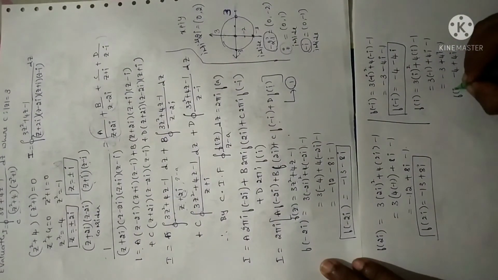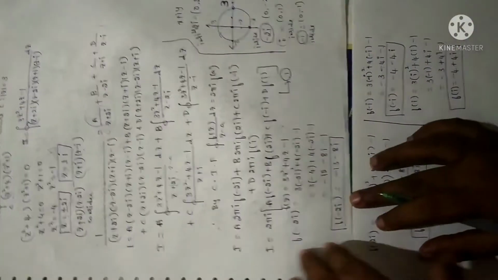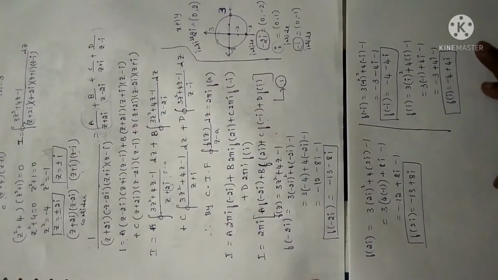So f of i value is also minus 4 plus 4i. So I have obtained all the values. Before substituting, the A, B, C, D values are unknown. Again we need to find the A, B, C, D values.